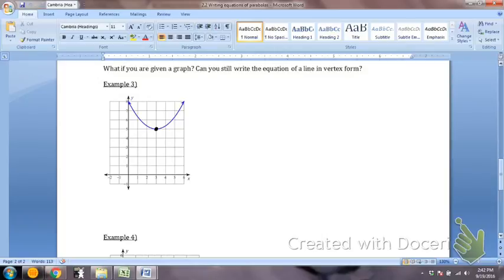Okay, so we need a vertex. What point is that? 3, 5. So off to the side somewhere I'm going to write my vertex is 3, 5. And then I need a point. So what point does this go through? Any ideas of what point this actually goes through?